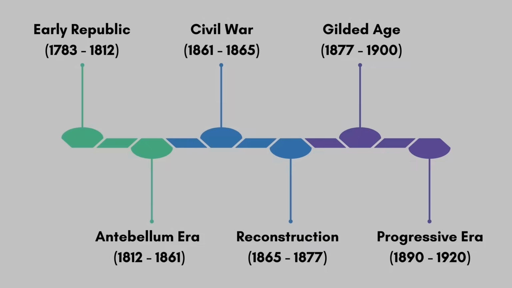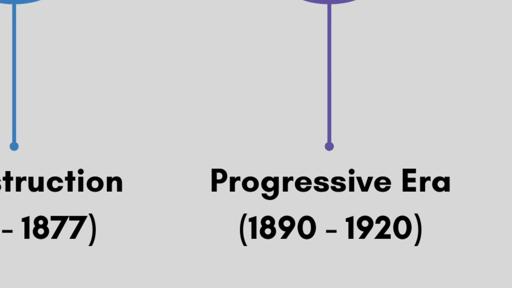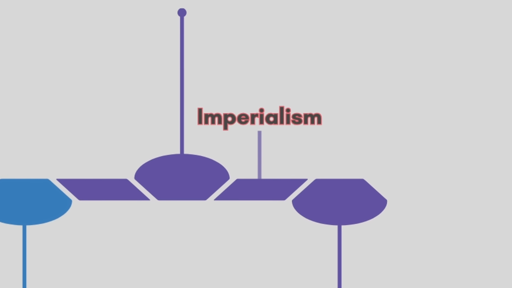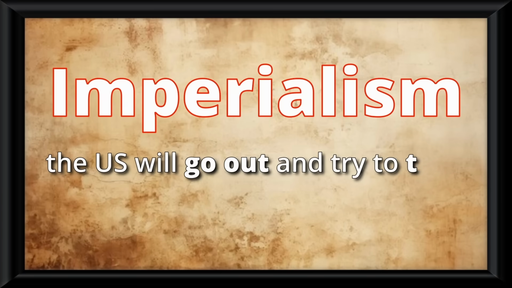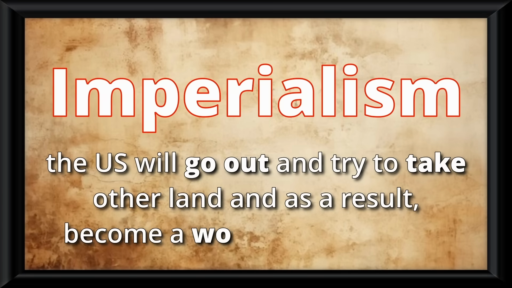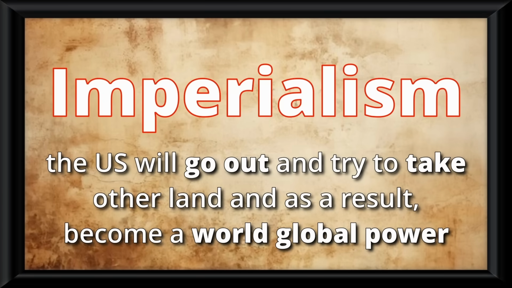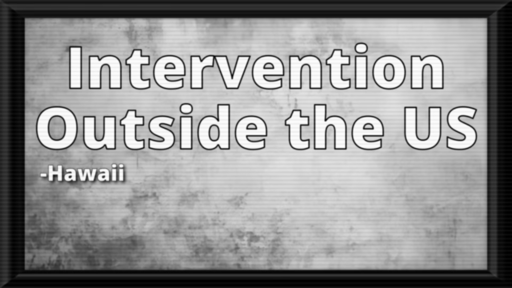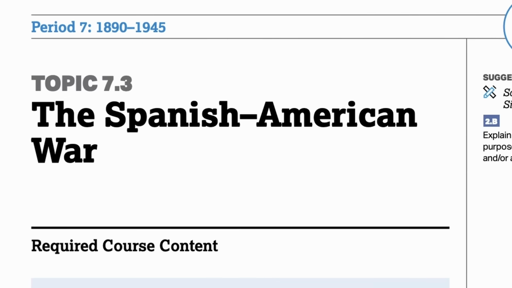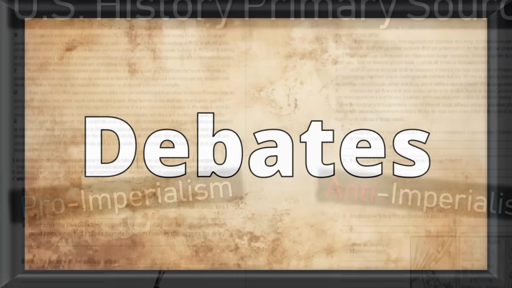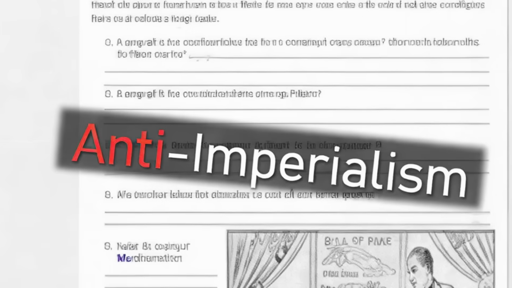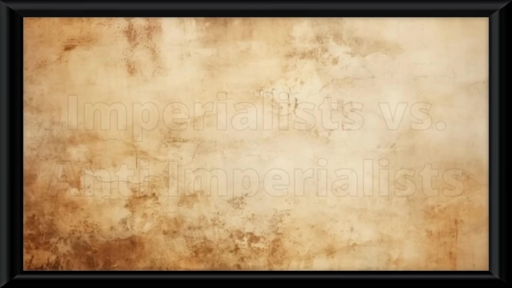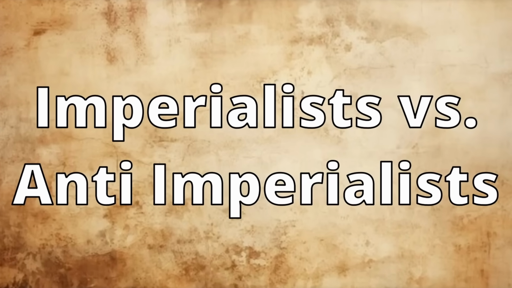To start off this unit, before progressivism in US history, there will be a very brief era of imperialism. Imperialism here will simply mean that the US will go out and try to take other land, and as a result become a world global power. We already talked about little examples like Hawaii, and we'll get to the big example next topic. For now, we need to talk about debates over imperialism, because you have the side of people who supported imperialism and the side who didn't. This will be all we cover this topic, so let's try to go through this debate as fast as we can.